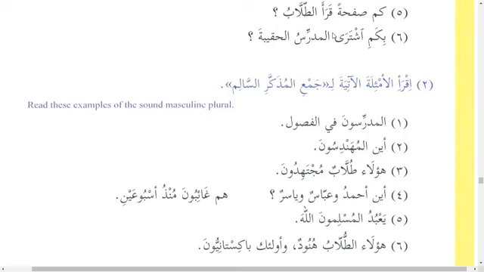Why do we say that? Because ha'ulai is a proper noun, ismul ishara, so it is mubtada. Tullabun is khabar, which is a common noun, and mujtahiduna is the sifa of the students. So ha'ulai is mubtada, and tullabun mujtahiduna is khabar.